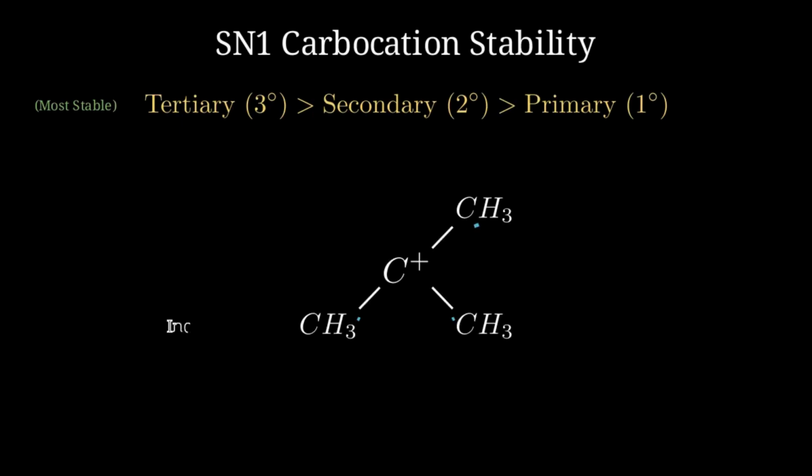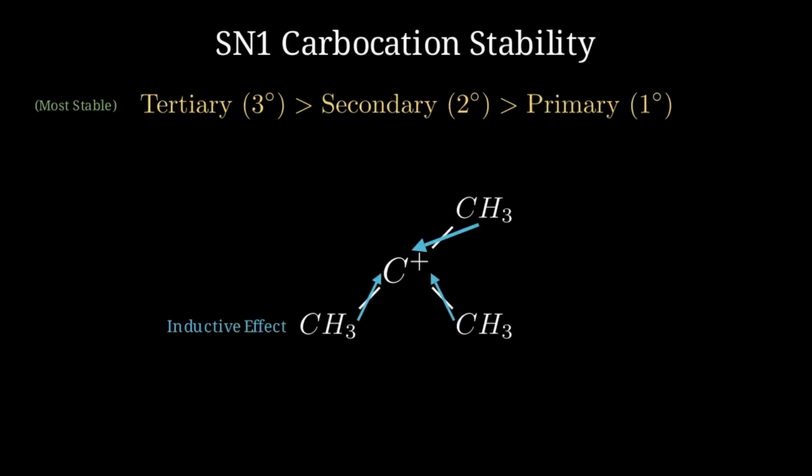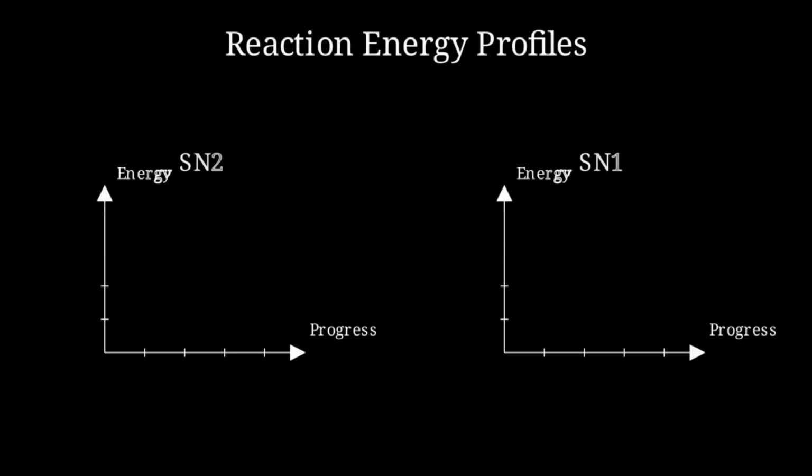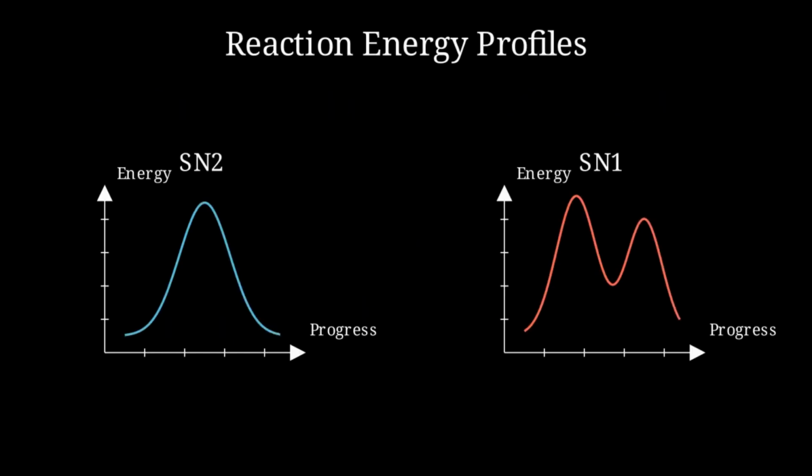SN1 reactions favor substrates that can form stable carbocations. Tertiary carbons are the most stable due to electron-donating effects from surrounding groups. Therefore, tertiary substrates are the ideal candidates for the SN1 mechanism. Comparing energy profiles, SN2 shows a single energy barrier. SN1 shows two barriers with a local minimum in the middle representing the carbocation intermediate. The highest peak in SN1 represents the slow, rate-determining step.